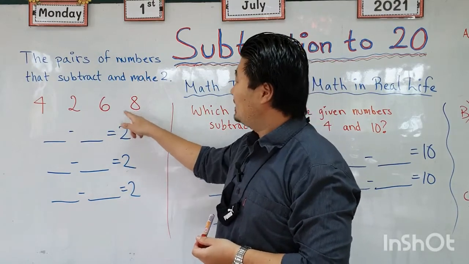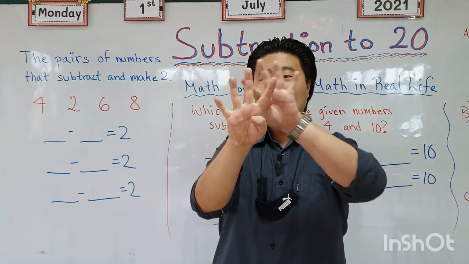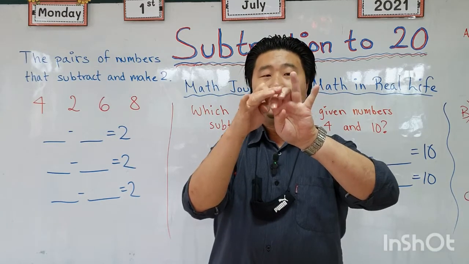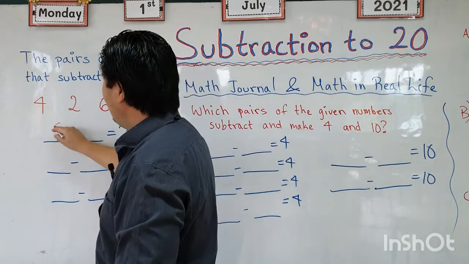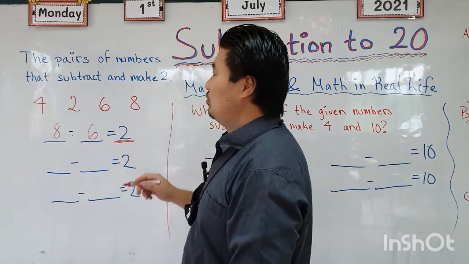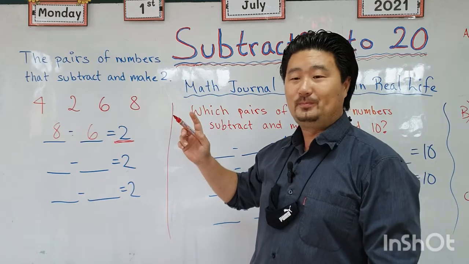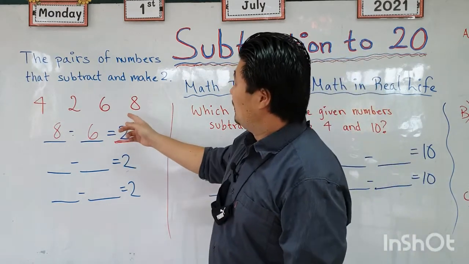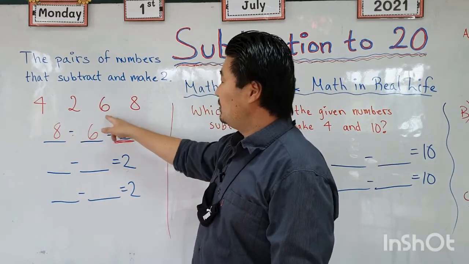How about 8 minus 6? So you have 8 and you take away 6. 1, 2, 3, 4, 5, 6. You have 2 left. That works. So 8 minus 6 equals 2. Okay, so that is one number sentence. Okay, let's try other numbers. We have already tried 8 minus 4, no. 8 minus 2, no. 8 minus 6, yes.